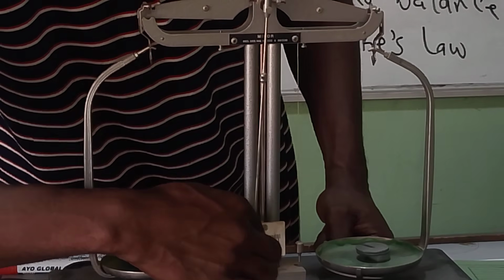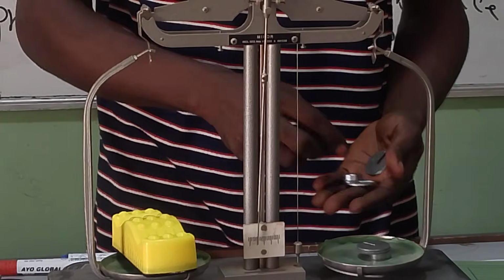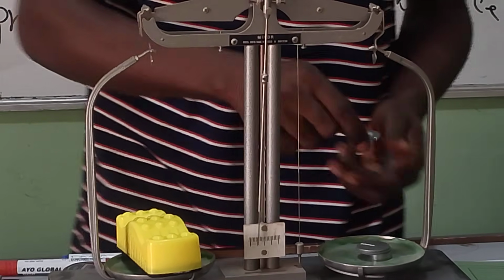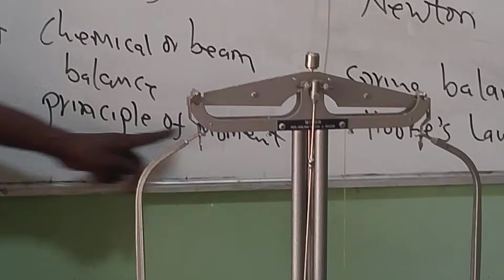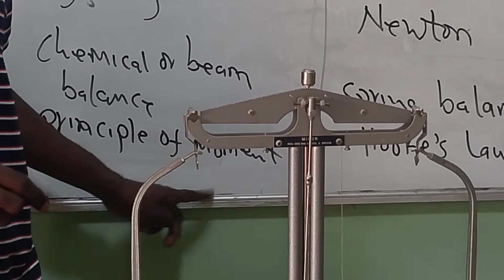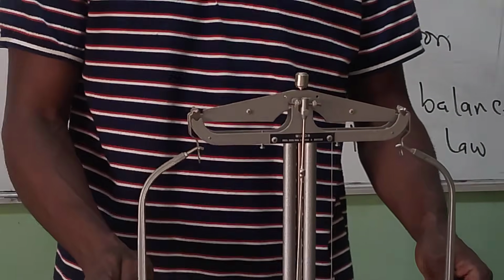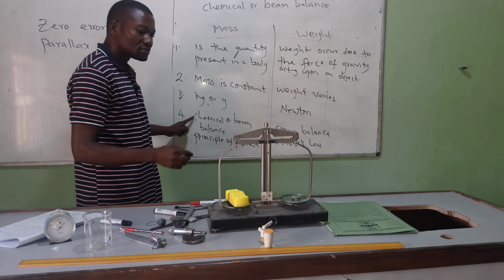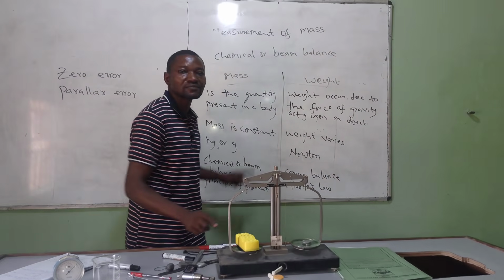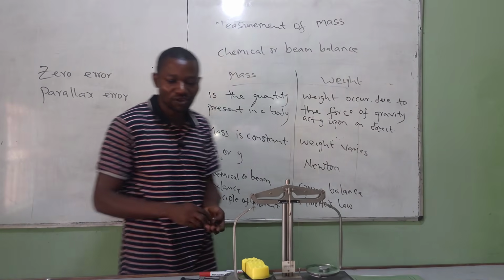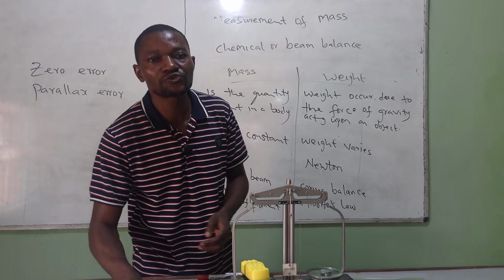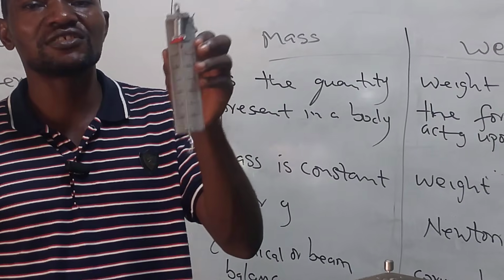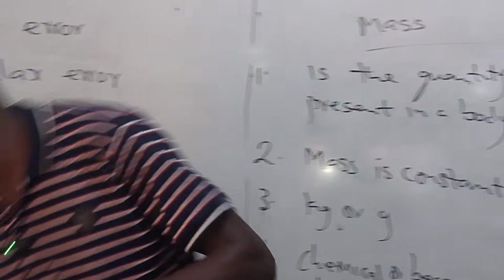This is our pointer. The moment it is at the middle, then we can say it is balanced. Like I told us, it works based on the principle of moment. So this is how we use a chemical or beam balance to know the quantity of matter, to know the mass of an object. Then for weight, we use a spring balance. This is a spring balance. We use it to measure the weight of an object.